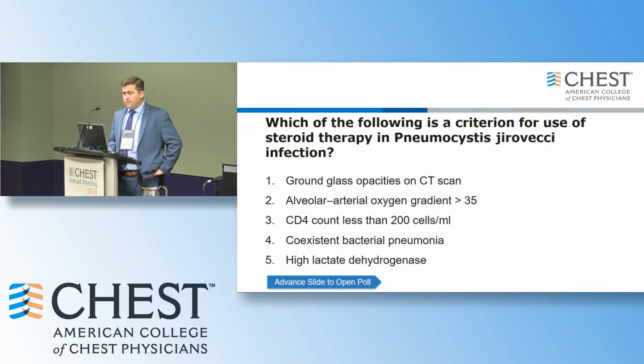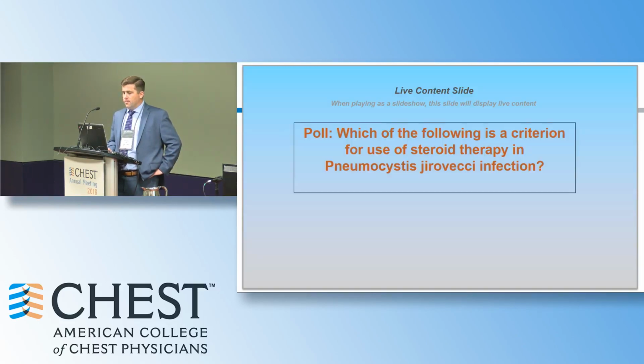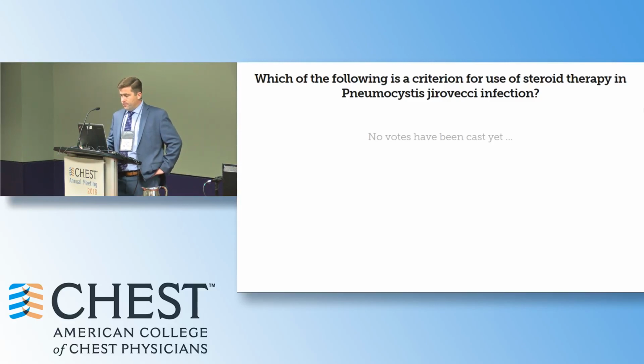So with that said, which of the following is a criterion for using steroid therapy in pneumocystis infection? Would it be number 1, ground glass opacities as your prompt? Would it be an alveolar arterial gradient more than 35 as your prompt for steroids? Would it be that CD4 count less than 200? Would it be coexistent bacterial pneumonia? Or would it be the high lactate dehydrogenase? 1, 2, 3, 4, or 5? Let's go ahead and vote.